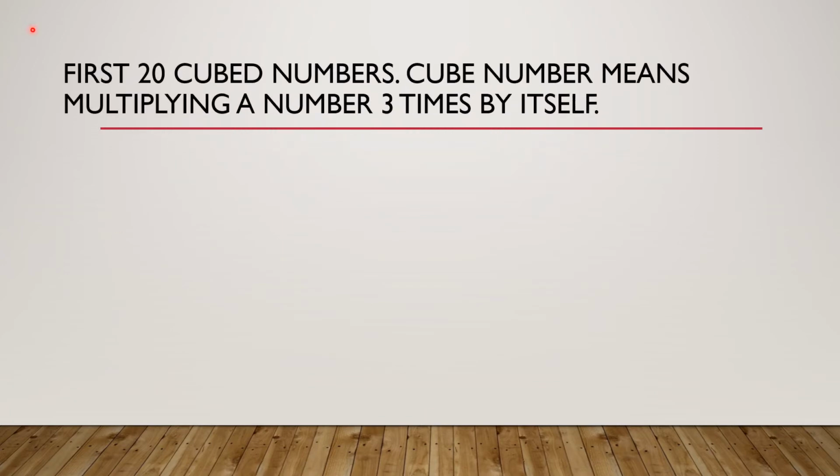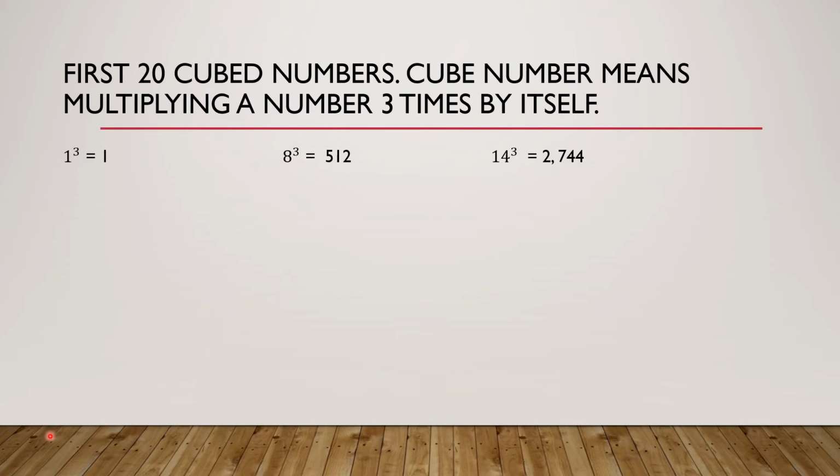Now here is the first 20 cube numbers. When we say cube number, it means multiplying a number 3 times by itself. Okay, alright. 1 cube is equals to 1. Why? 1 times 1 equals 1, 1 times 1 equals 1. So, 1 pa rin.